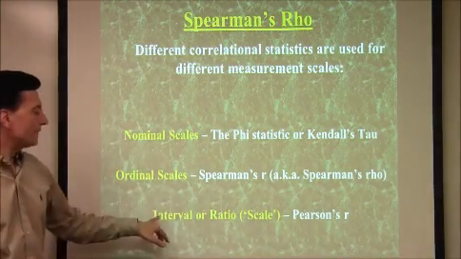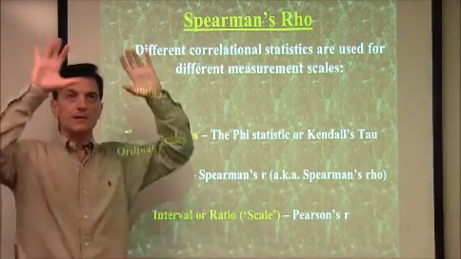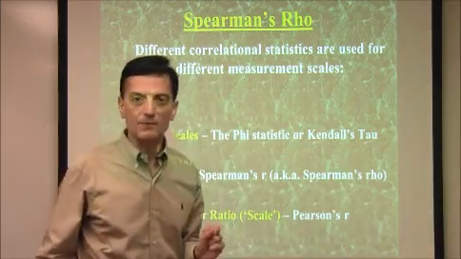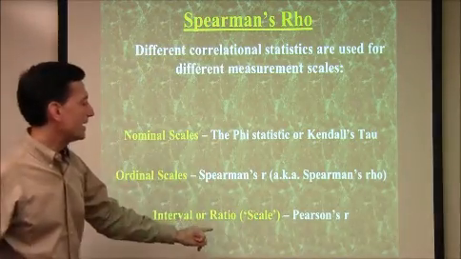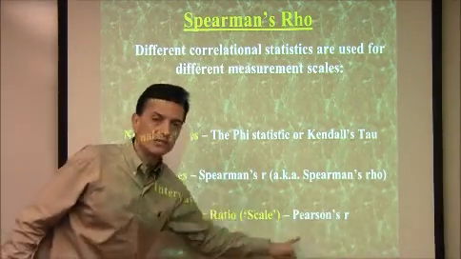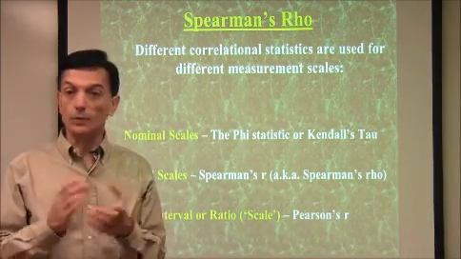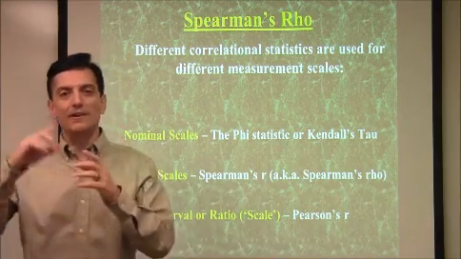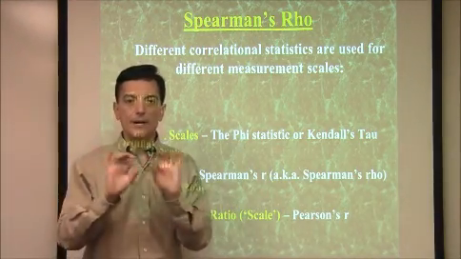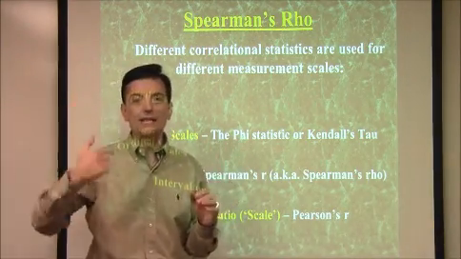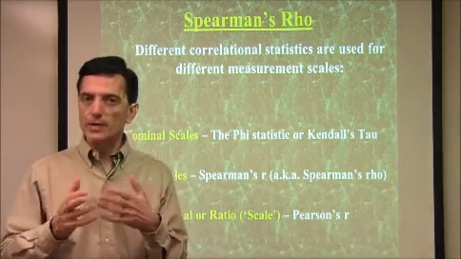Okay, and then finally we have interval or ratio data. This would be the most refined and most precise type of scale that we could use. And here we could use the Pearson's R because now we can take such things as means. Means are kind of like ratios when you think about it. We have the sum of all the scores divided by the number of items that we have in that list of scores. And so that's a ratio of sorts.